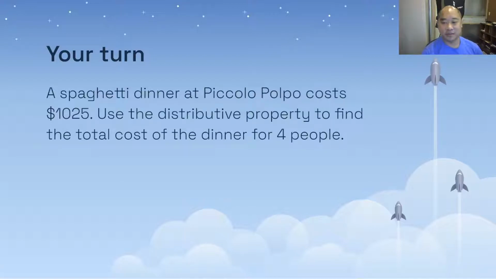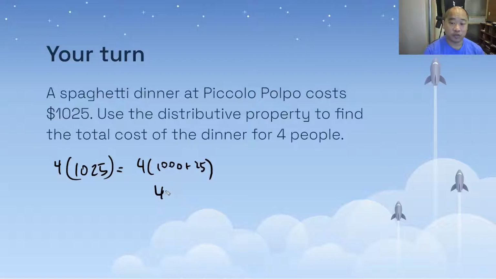Welcome back. Spaghetti dinner costs $1,025. What does it cost for 4 people? If the 4, me and maybe my family, we go to Piccolo. What a good restaurant. Have you guys been there? We should go there if you haven't been. 1,025 times 4, right? Well, instead of multiplying 1,025, we can just multiply 1,000 by 4 and 25 by 4. So this is 4,000, and this is 100. So that's 4,100.